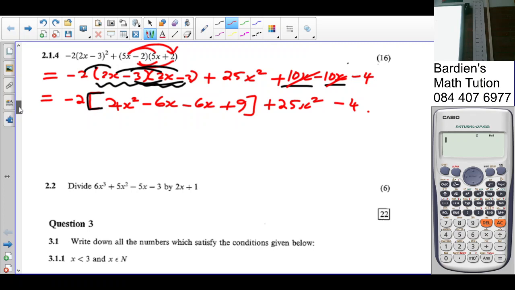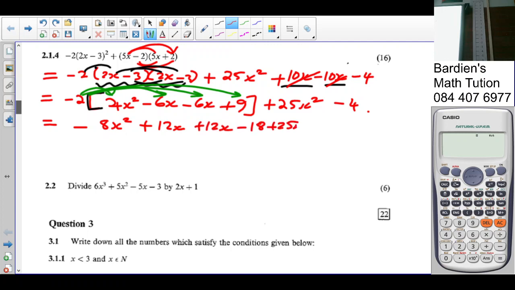So what do I do now? Multiply the negative 2. Get rid of the square brackets. Again, it's distributive law. So negative 2 times 4x squared. Negative 8x squared. Negative 2 times negative 6x, positive 12x. Negative 2 times 9, negative 18, plus 25x squared minus 4. So what do I do now?